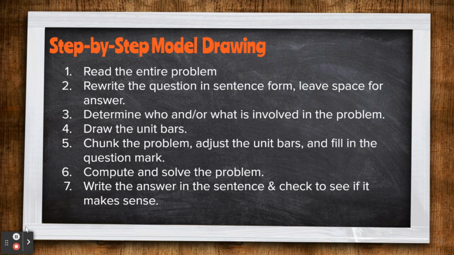We'll then begin by determining who and what is involved in the problem, and we'll draw our unit bars. In step 5, we're going to chunk the problem by rereading, adjust the unit bars, and then fill in the question mark. The question mark is going to indicate what we're trying to figure out. Once we've identified what we're trying to figure out, we can go ahead and compute and solve the problem. Then once we've solved the problem, get to our final step, which is writing the answer and checking to see if it makes sense. Are you ready?